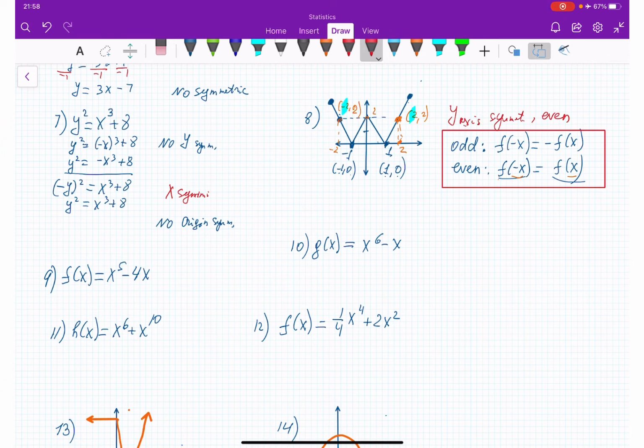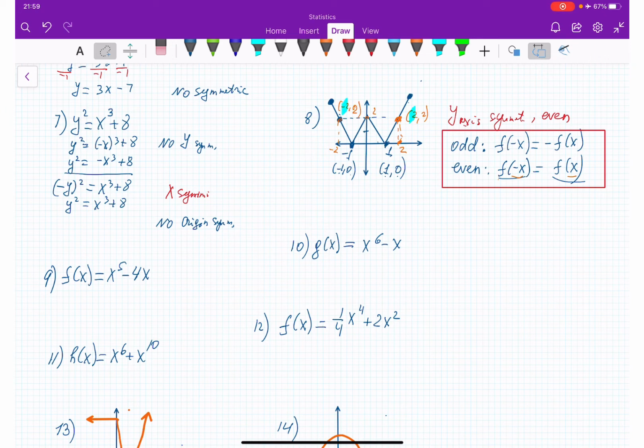For question number 9, we need to identify whether the function is even, odd, or neither, and then identify the symmetry of the graph for this function. Okay, so what do we have? How are we going to identify? This is the template I gave you right away.